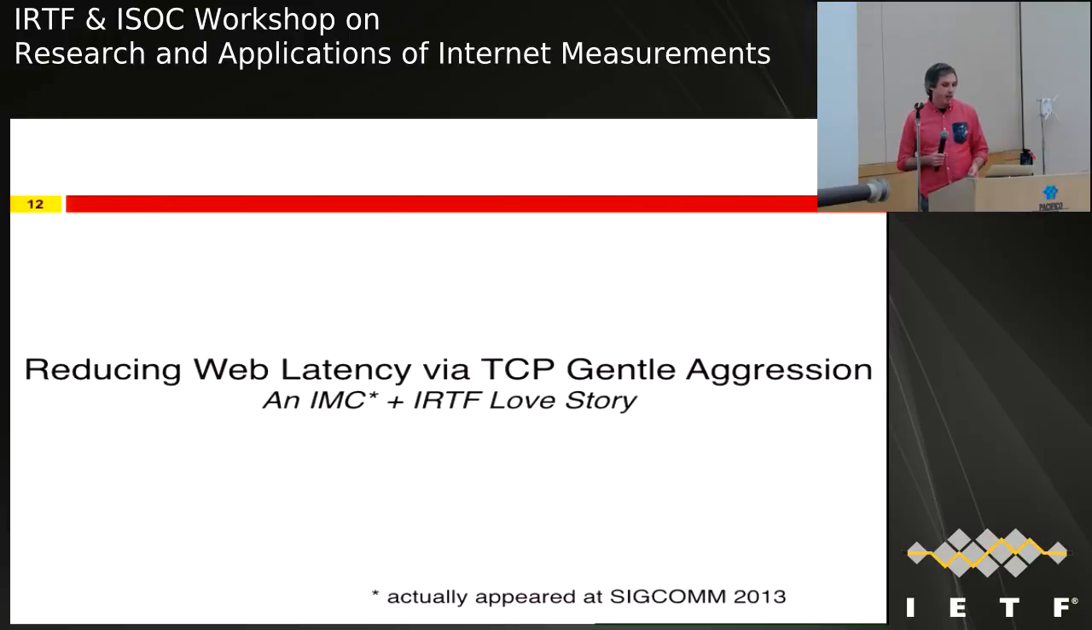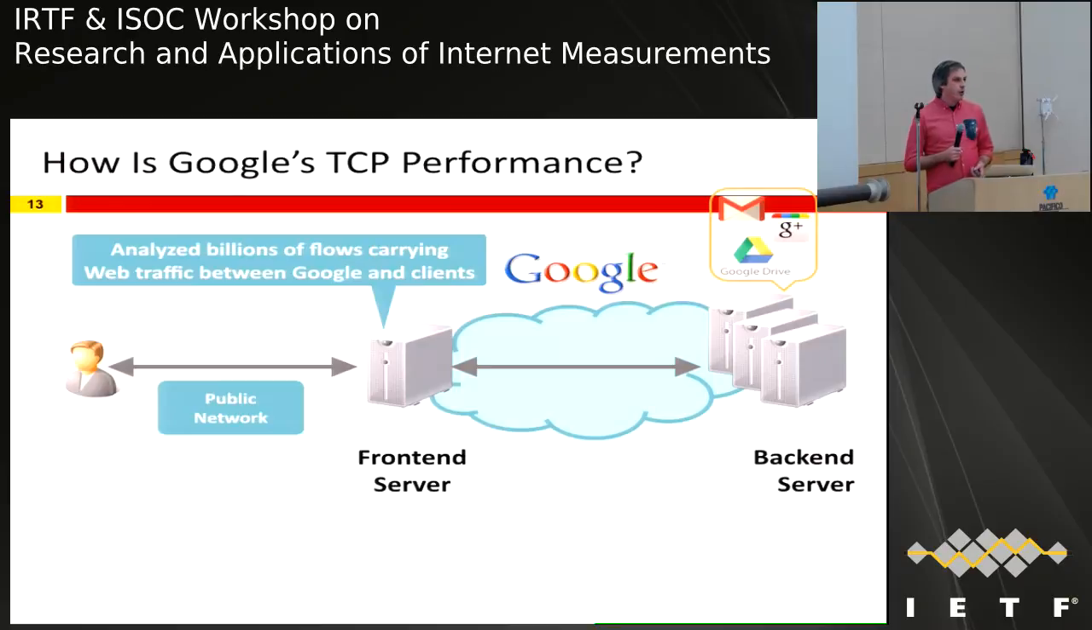So the TCP project that I'm going to talk about shows how, given idealized conditions, measurements can influence operations and maybe even standardization efforts. We worked with collaborators at Google to look at Google's TCP performance. When you connect to a web service like Google, you'll connect to a front-end server that will terminate your TCP connection, and then it will relay your requests to a back-end server in a data center. We collected TCP dumps containing billions of traces from real clients using Google.